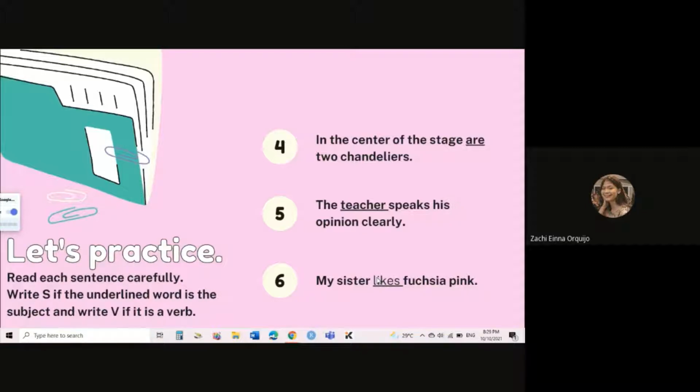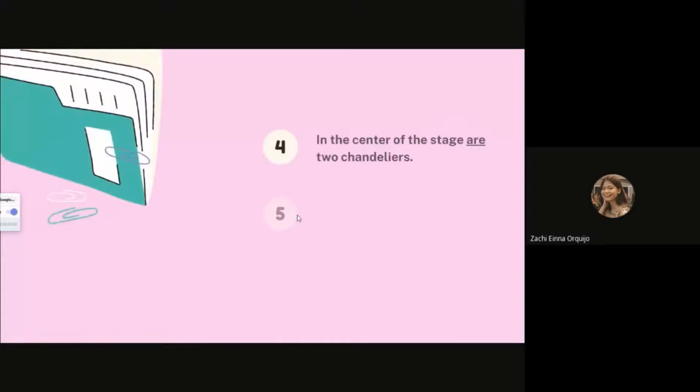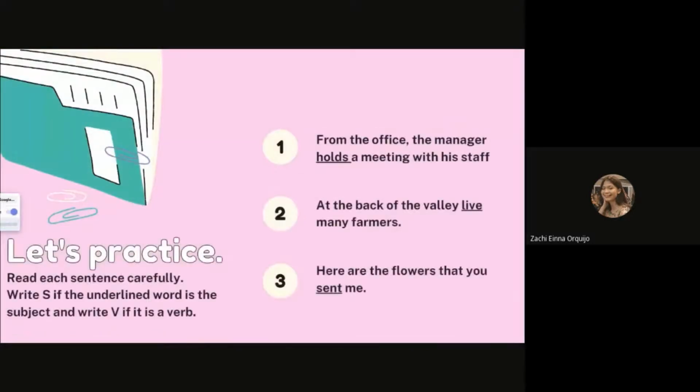So let's check your answer. So let's have first the 1, 2, 3 na sentences. So the word holds is a verb. Why? Because this is an action word. Action word siya. So the subject here is the manager. So, yun yung pinag-uusapan natin. Okay? That na yung manager ay magkakaroon ng meeting or gagawa siya ng isang meeting with his staff. Okay? So, yung word na holds ay verb.